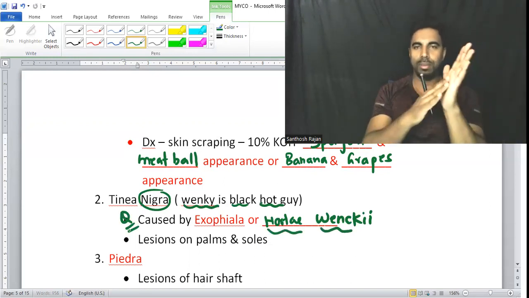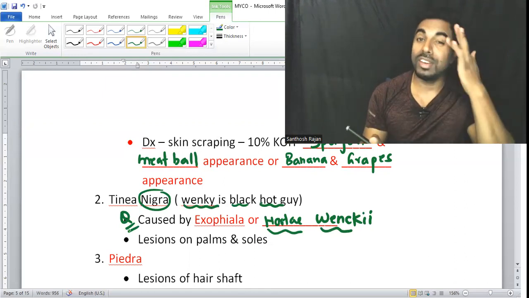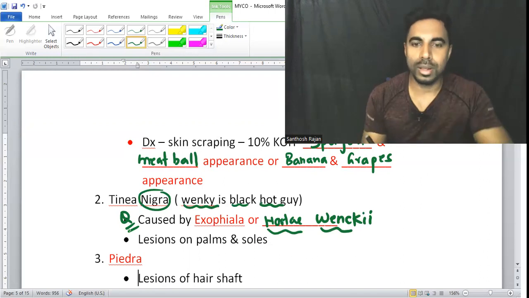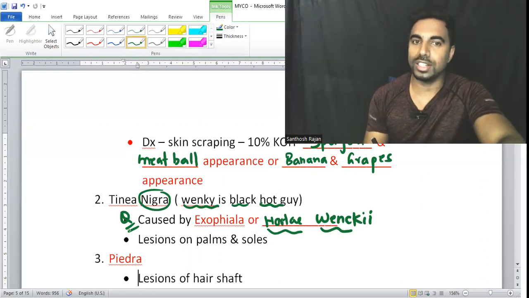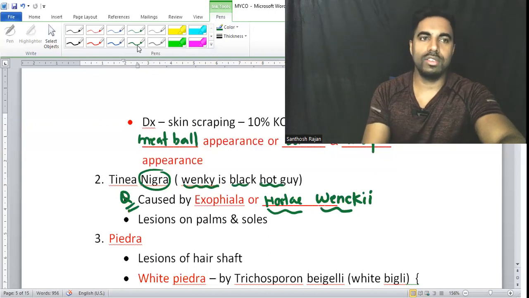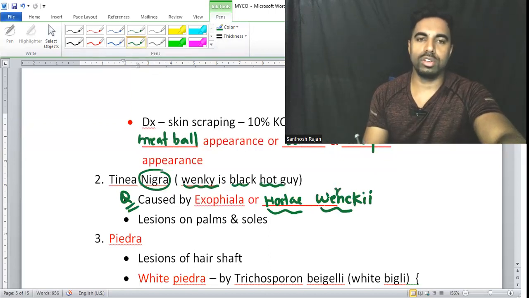And this is usually seen in the palms and soles. In dermatology, they will tell the details. But now I'm just talking about the causative agent, because from a microbiological point of view, you should know the causative agent name. So, Hortaea werneckii. Okay. Hortaea, W-E-R-N-E-C-K-I-I.